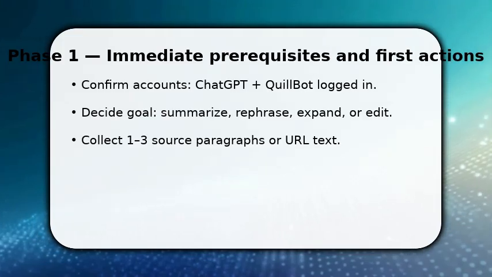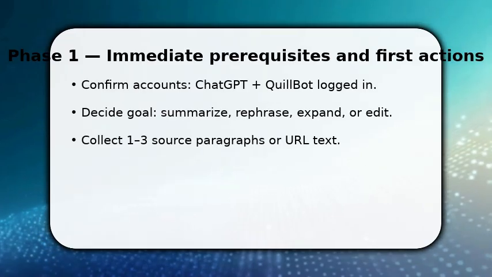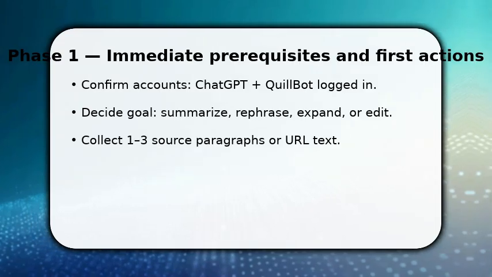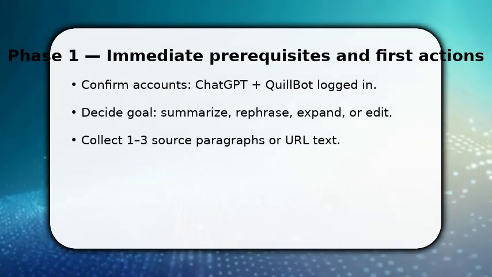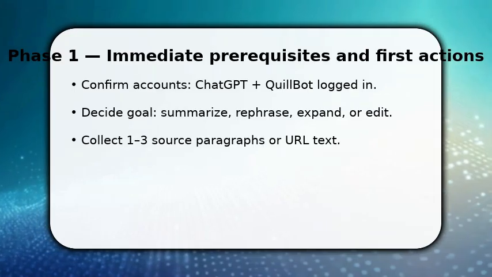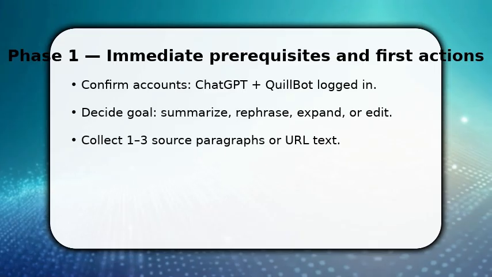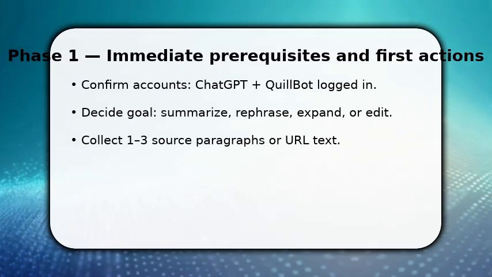You begin by defining a single goal and collecting the text you'll process. Once done, paste 1 to 3 source paragraphs into ChatGPT and ask for a concise summary or a draft rewrite. Explain tone and length. Make sure to set constraints, word count, reading level, or required keywords so outputs stay useful.